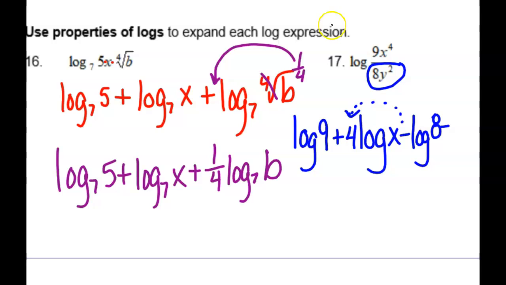What's that last part? Yep, it would be the log of y squared, and the squared would move out in front as a 2. Questions? Be careful. All right.